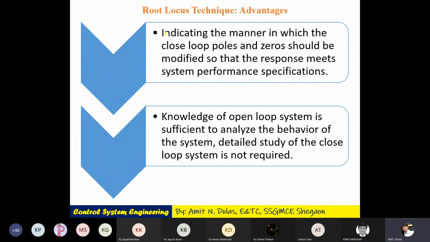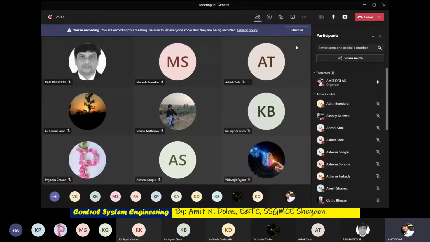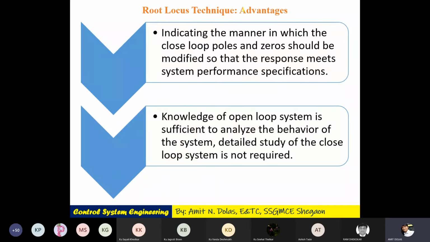Moving to the next PPT, indicating the advantages of root locus: indicating the manner in which the closed loop poles and zeros should be modified so that the response meets system performance specifications. Knowledge of the open loop system is sufficient to analyze the behavior of the system. Detailed study of the closed loop system is not required.